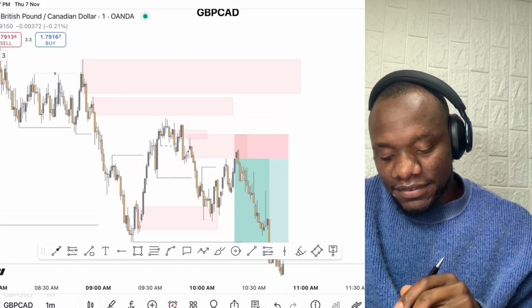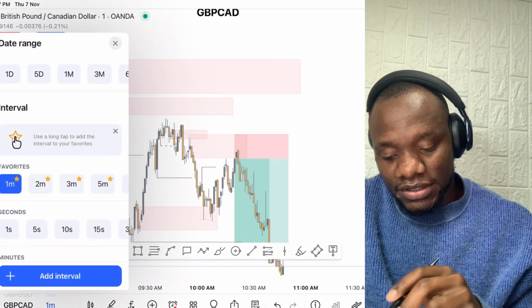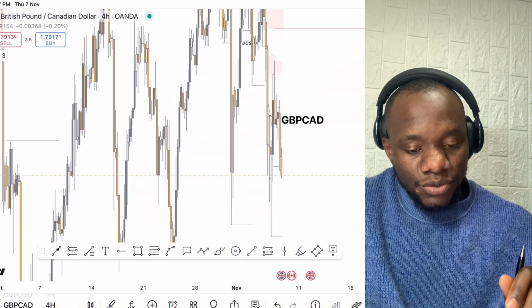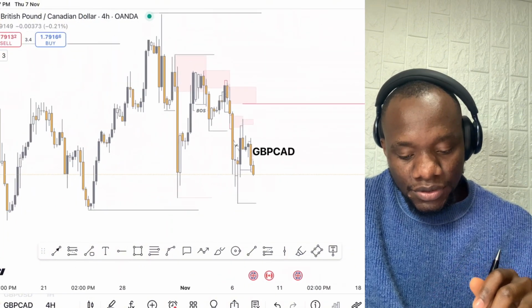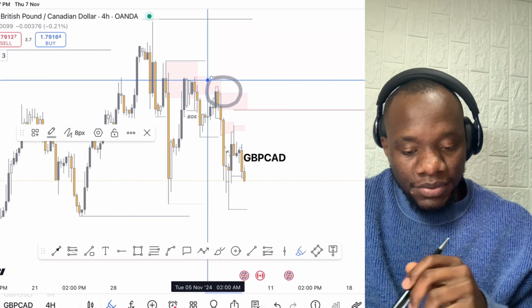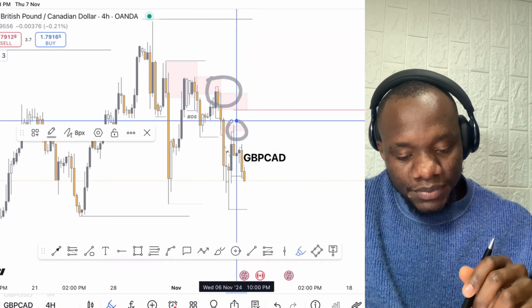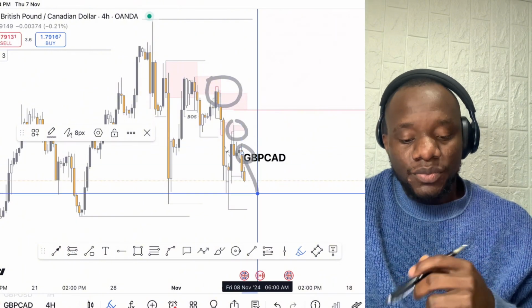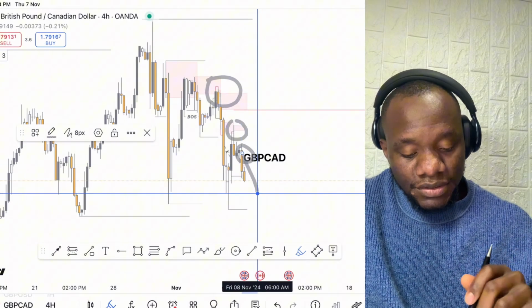The first move we actually missed. So when we go to 4 hours, you see how the trend has been going down. The first position I was supposed to open was from here, then the second one was from here, then the third one this morning I caught from here, and we ended up having profits on it.